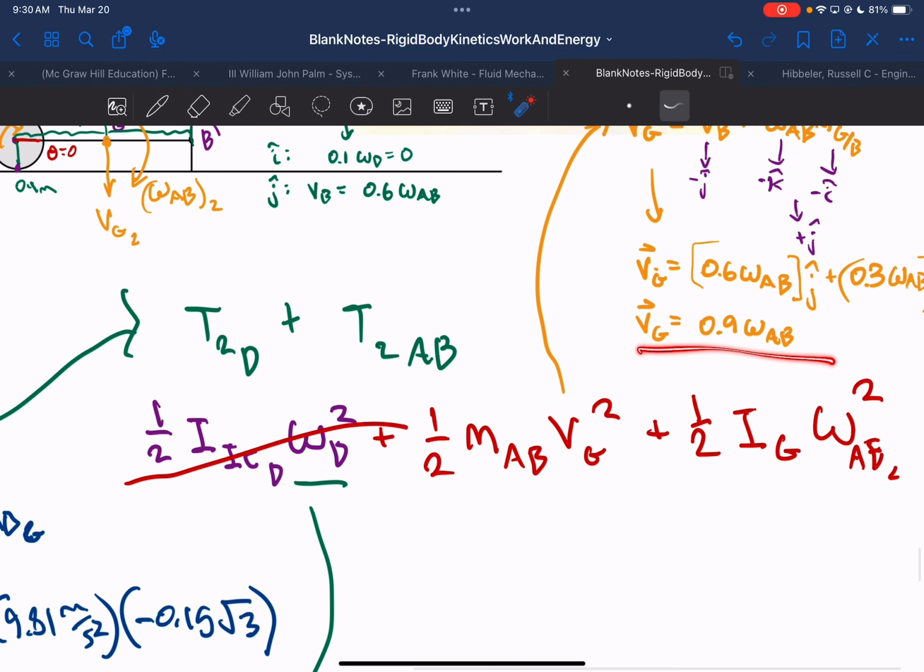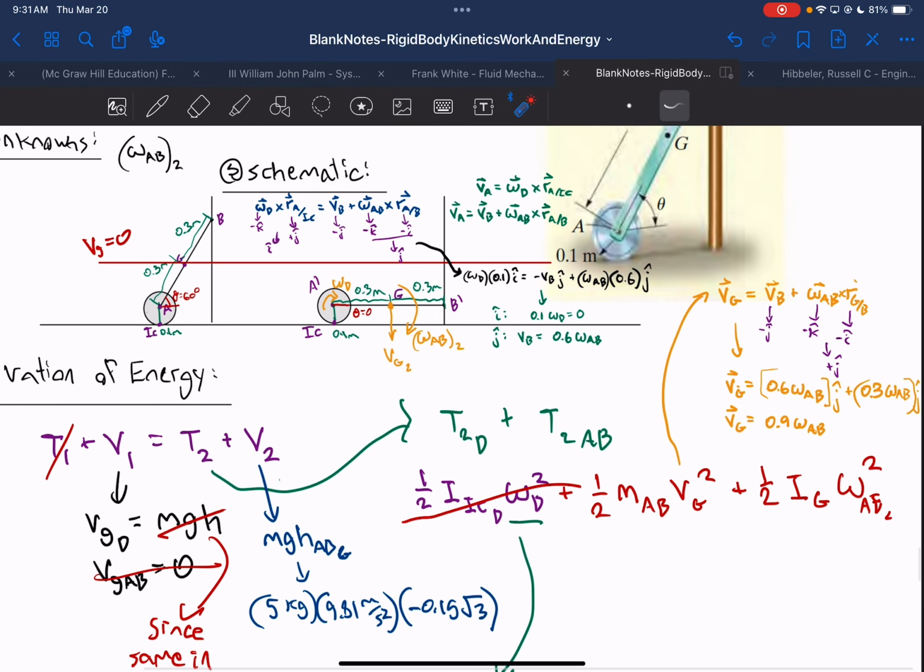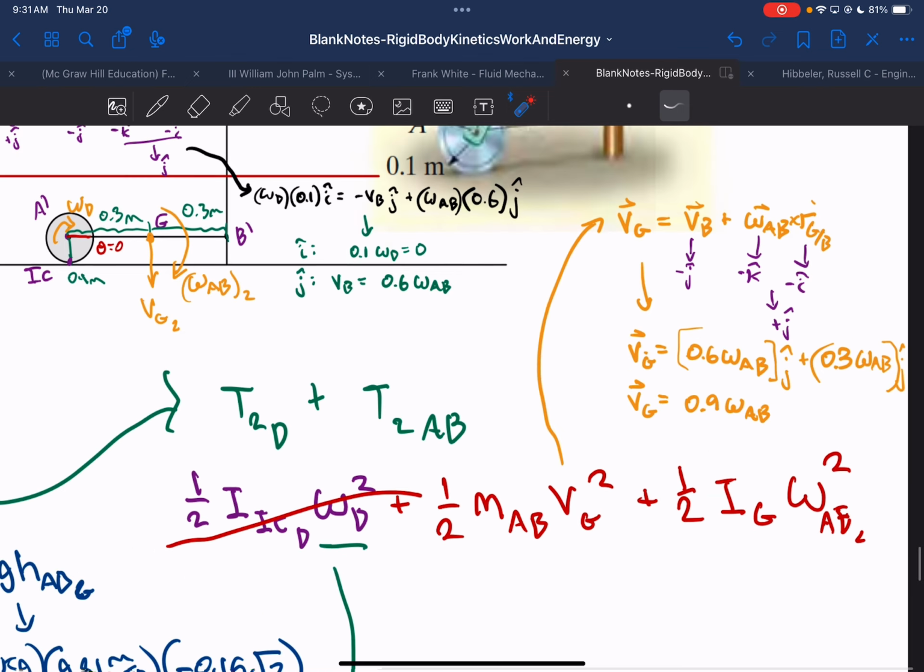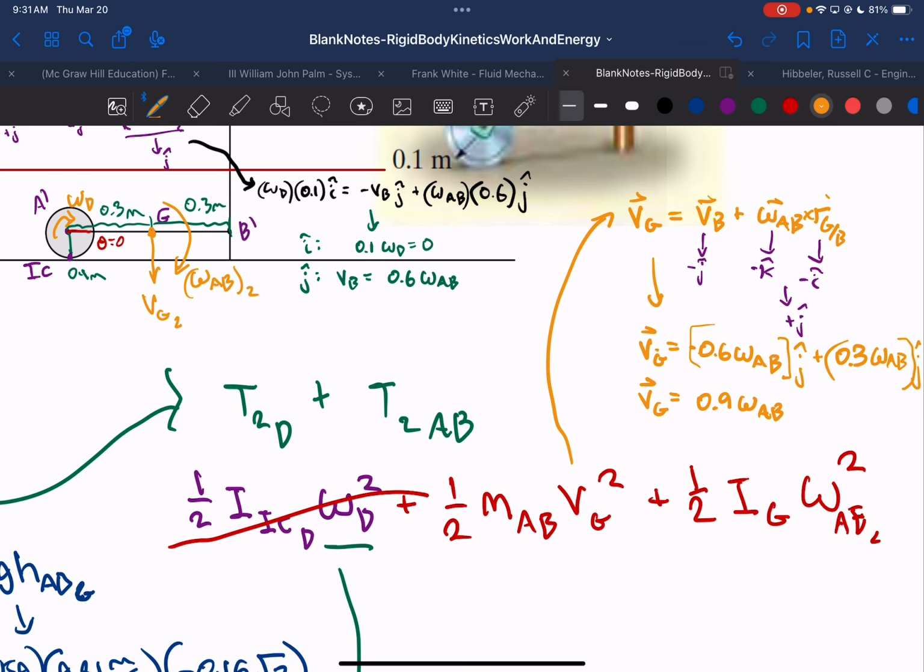So this is my answer, right? 0.9 omega AB. We're good up to this point, right? For VB, I wrote that it's negative J. Thank you, that is my mistake. Yes, because it says 0.3 here, and I was confused. So she's right. It's negative J, so I sub in this negative J, and then it's in the negative J direction. So this is negative, right?